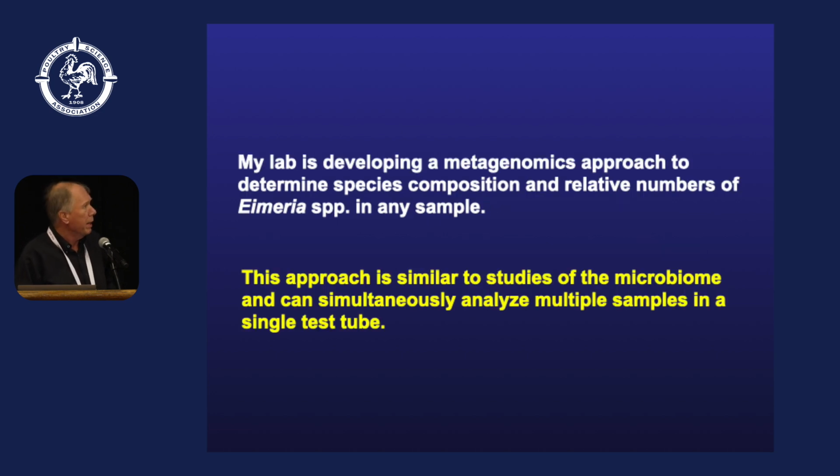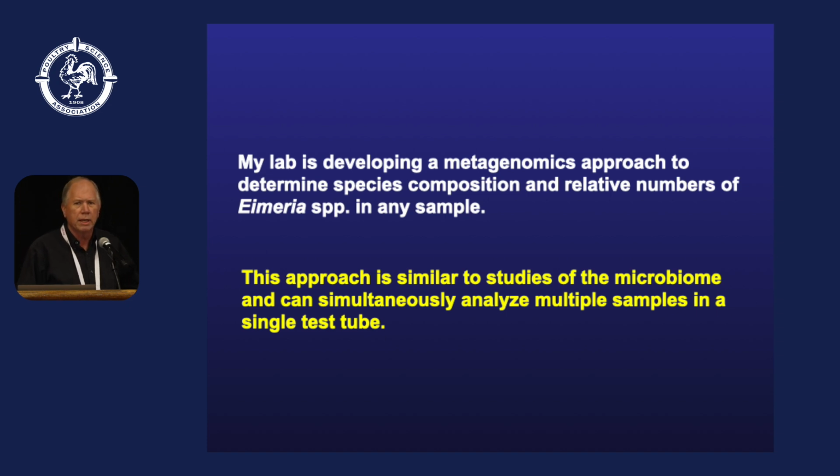My lab is developing a metagenomics approach to determine species composition and the relative numbers of Eimeria species in any sample. And our goal is to use single copy genes to do this, that we can quantitate, we can relate the number of sequences that are identified in metagenomics and mapping to the GenBank deposited sequence. This is used by the poultry industry to study the microbiome of chickens, and it's used in human medicine. And you can simultaneously analyze up to 96 samples in a single test tube.